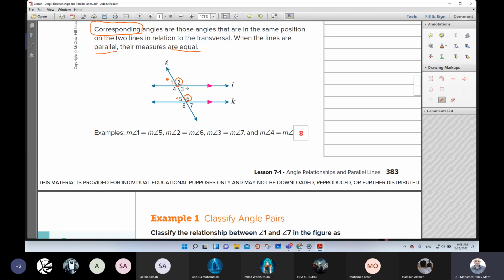Like 3 and 7, corresponding. And like 4 and 8, corresponding. Each two corresponding angles will be congruent, will be equal. So 2 equals 6, 3 equals 7, 4 equals 8, 1 equals 5.